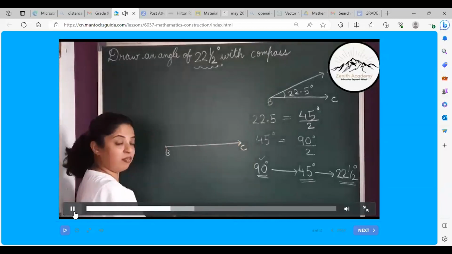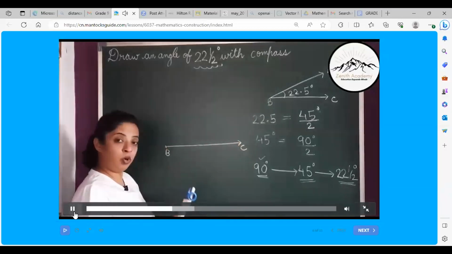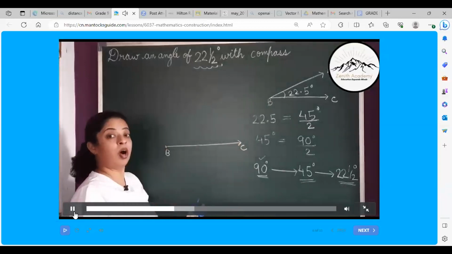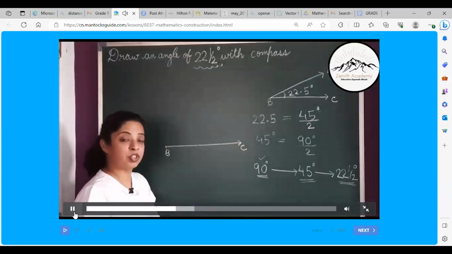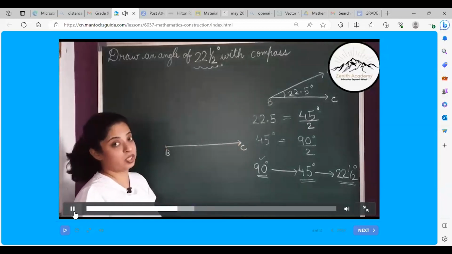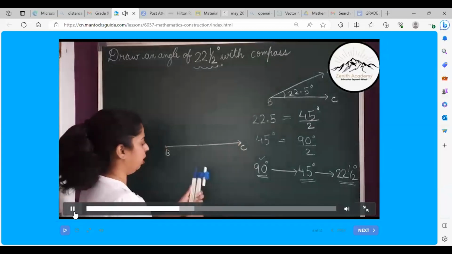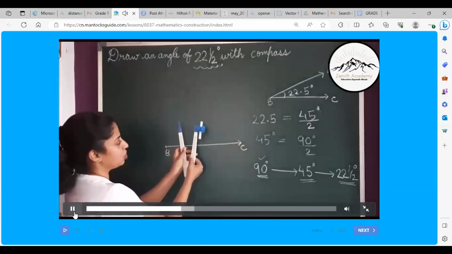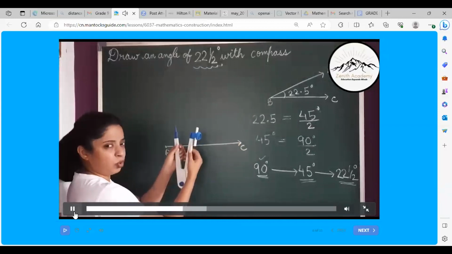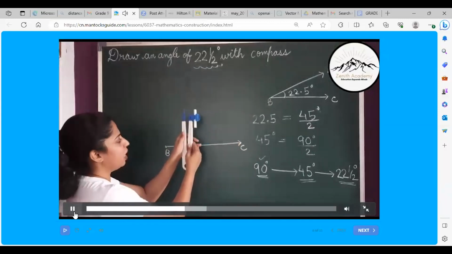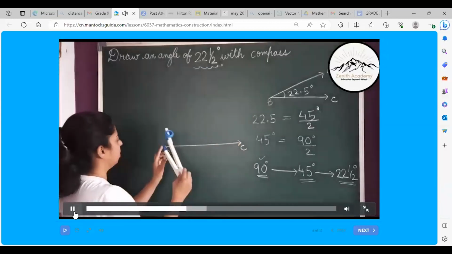Okay. Now at B I will first draw 90 degree. We all know how to draw 90 degree. If you don't know how to draw 90 degree, please go and check my video of how to construct 90 degree using a compass. Here I'll explain you again. Just open the compass to any measure. Okay, you can simply open it like this.